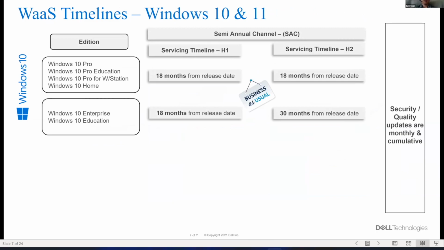And as of right now, Windows 10 still has a semi-annual release per year, but we are not sure if we will have a new refresh of Windows 10. And the latest Windows 10 release is 21H1. So the support lifecycle is the same as for Windows 10: 18 months for Windows 10 Pro for the first half release, and 30 months for the H2 release for Windows 10 Enterprise and Education.